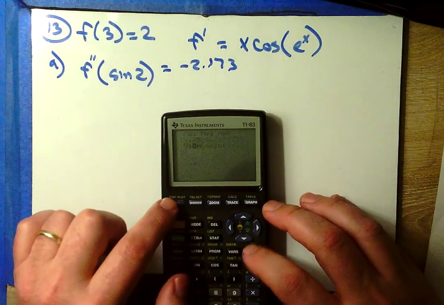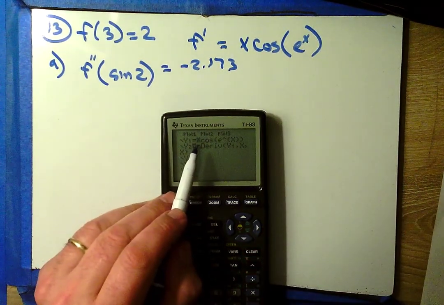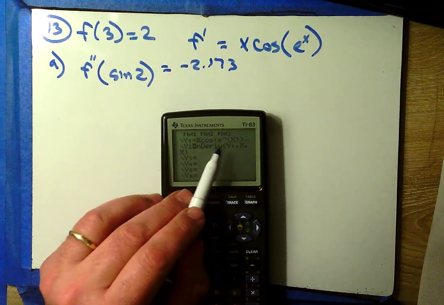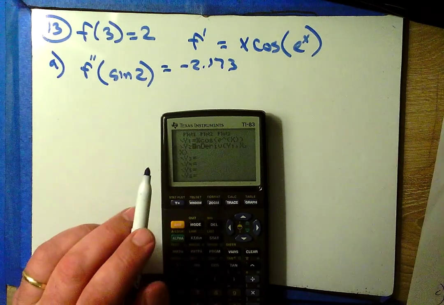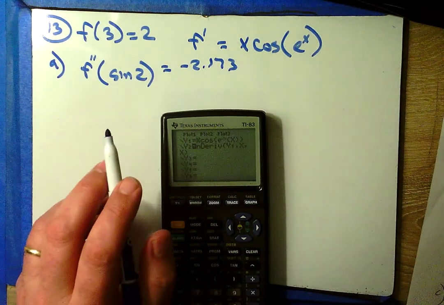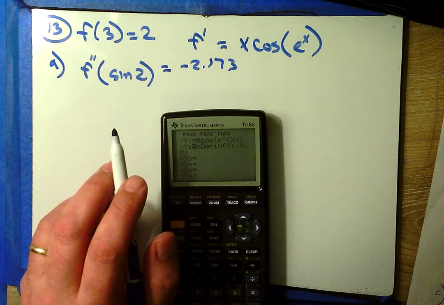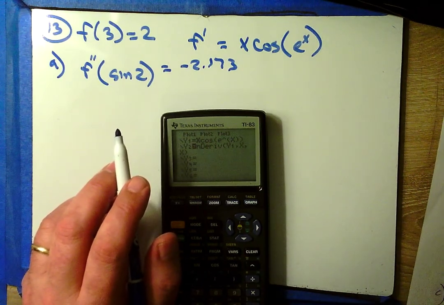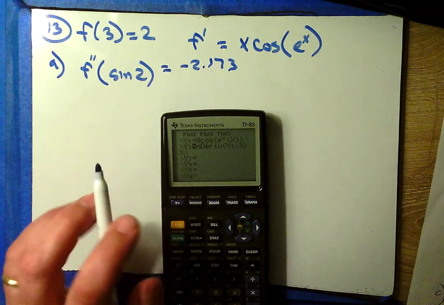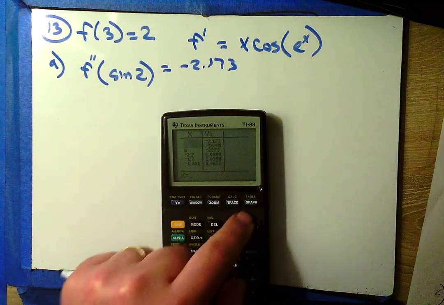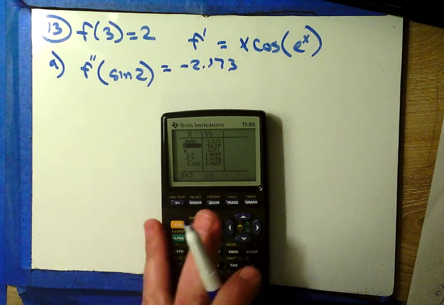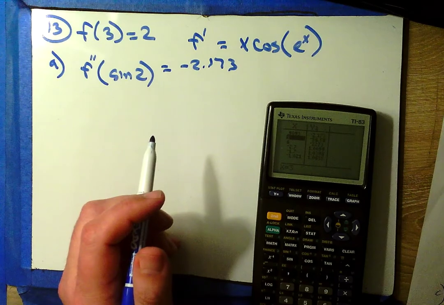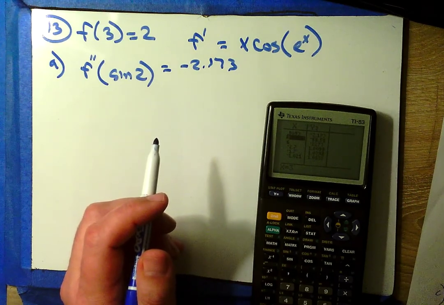All right, I'm going to go back and check my typing: x cosine e to the x. I want the derivative of that function for all x's. Yes, I think that's the case. They asked about f, and this is f prime, f double prime of sine of 2. So I'm going back to the table and I'm typing in sine of 2 again. And I get the same answer. Oh, I better go check that one. Huh.